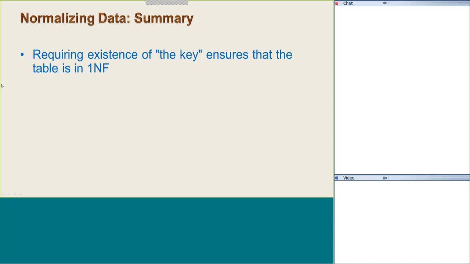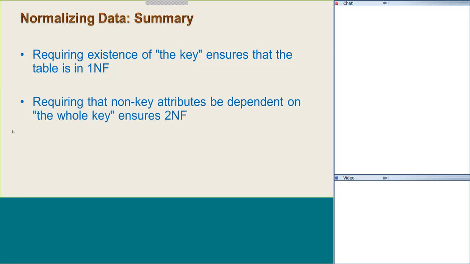So the first thing is requiring the existence of the key ensures that the table is in first normal form, i.e. a unique key must exist in the file that ensures there are no duplicate records in that file based on that key. That key can be made up of 1 or more elements, but that key must define uniqueness. That's the first normal form minimum requirement.